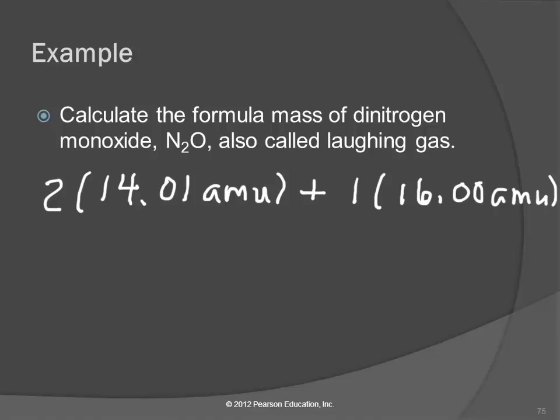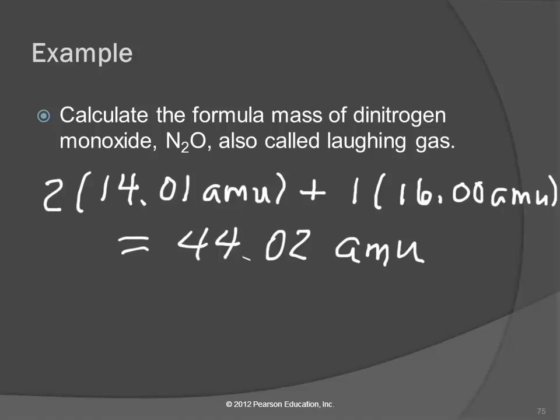So we put those together. I didn't think to get my calculator out. I was thinking nomenclature. I don't need a calculator for nomenclature. 2 times 14.01 plus 1 times 16. Calculator says 44. Let's do that a little better. 44.02 atomic mass units. So 1 molecule of N2O weighs 44.02 atomic mass units.